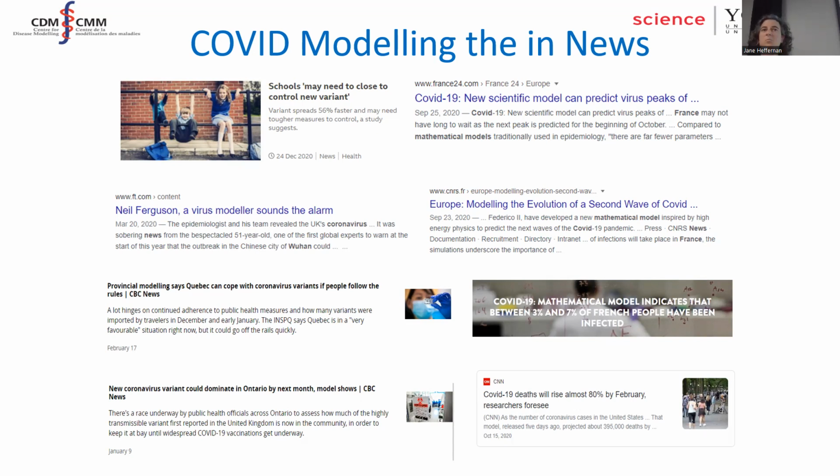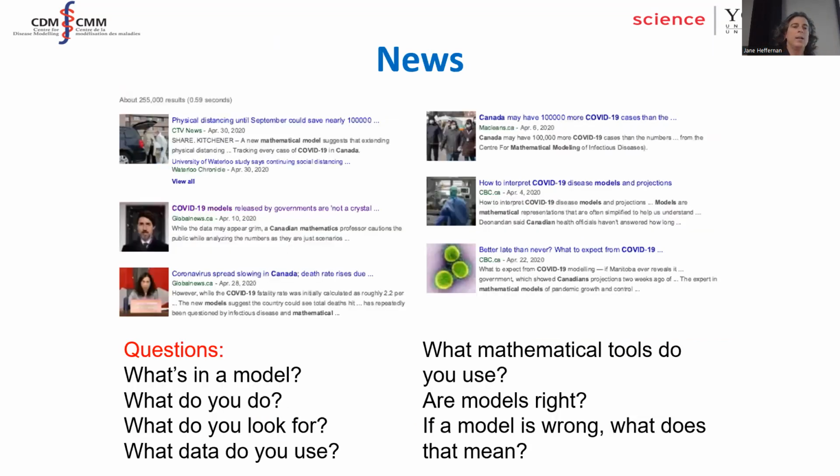So why make a model? Understand patterns, look at data. We try to help others understand why we're making models and what we're trying to do. So the questions that we get are, what's in a model? What do you do? What do you look for? What data do you use? Sometimes we say, I don't use data. I don't have to use data, especially if I want to look at qualitative outcomes. Some people don't like that answer. What mathematical tools do you use? I like to say calculus, which scares people.